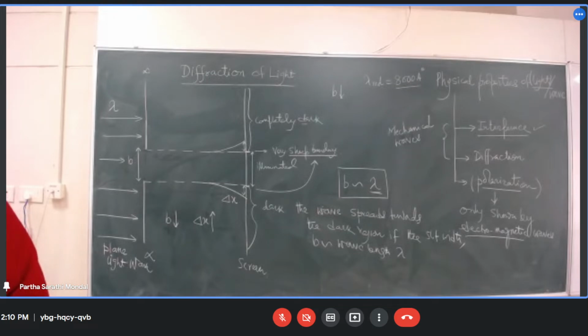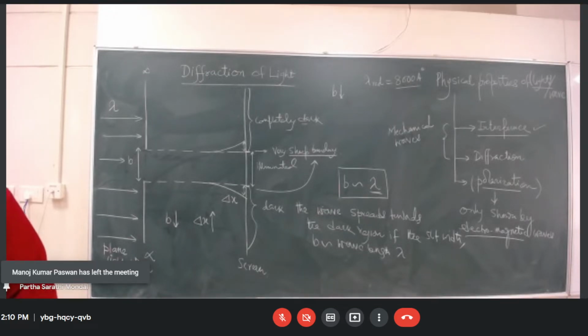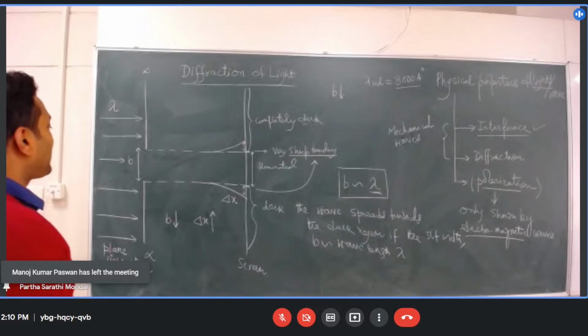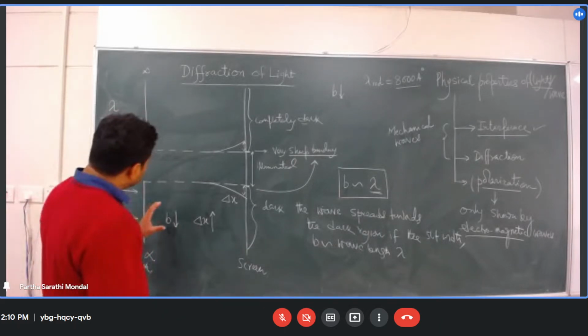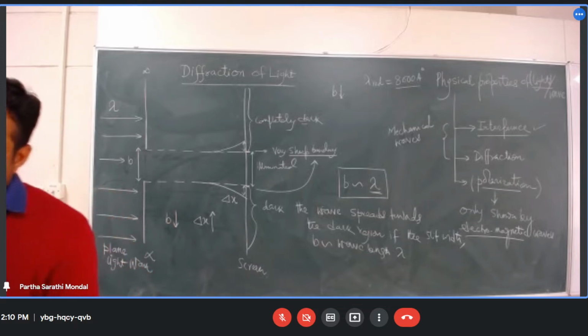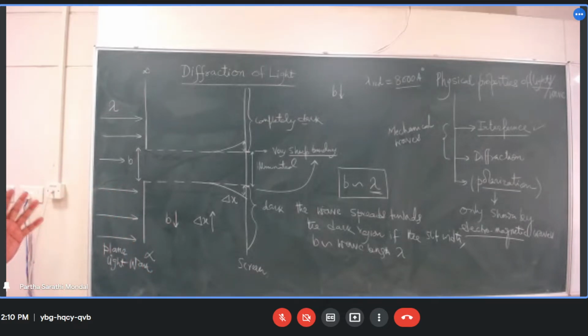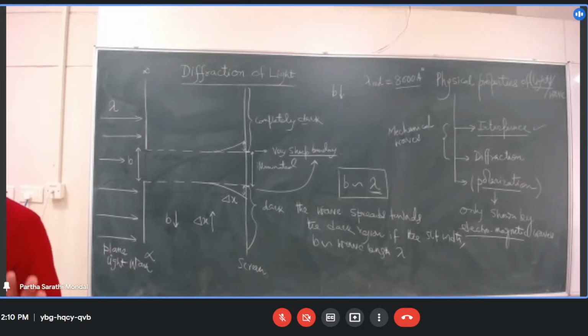Hello sir, but why did this happen, that when B became smaller, delta X increased? It is a phenomenon, actually. I will explain that later. After some time you will see that diffraction is nothing but a class of interference of a large number of sources, and those sources are coherent. So if B becomes very large, it's very difficult to have a large number of coherent sources from which the light comes out and gets interfered.